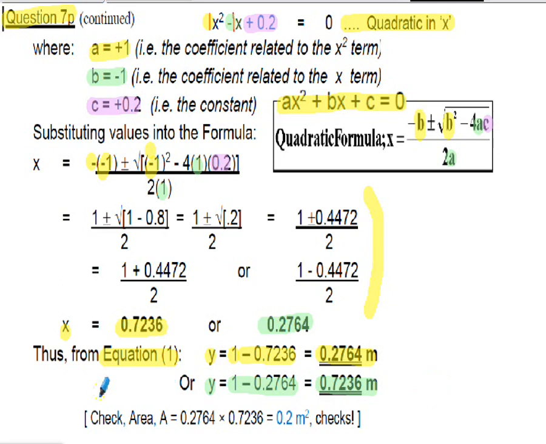Finally, I'm just going to check the values of x and y we've calculated. To calculate the area, that would be 0.2764 multiplied by 0.7236, and on your calculator that should give you approximately 0.2 meters squared. So it checks. Our answers look correct.